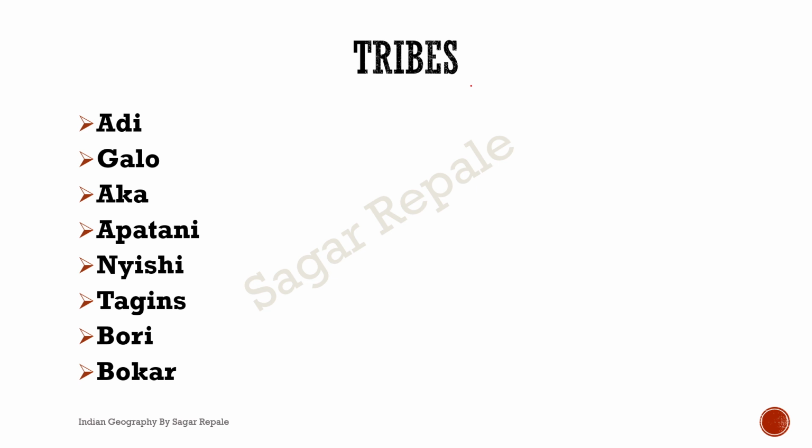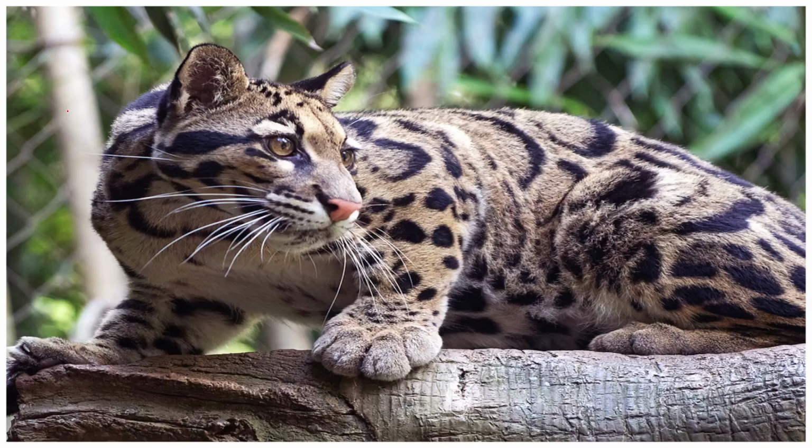Next, these are the important tribes: Adi, Galo, Apatani, Nishi, Tagin, Bori, and Bokar. Among these, the UPSC has already asked a question on the Apatani tribe. The Apatani tribe is included in the PVTG. PVTG means particularly vulnerable tribal group. We'll talk in detail about it in our next sessions. So currently, just remember these are the important tribes present in Arunachal Pradesh.